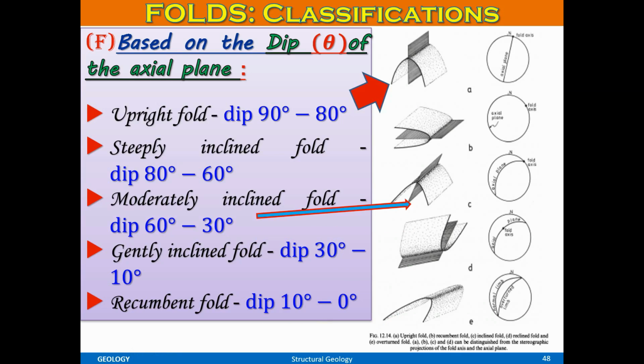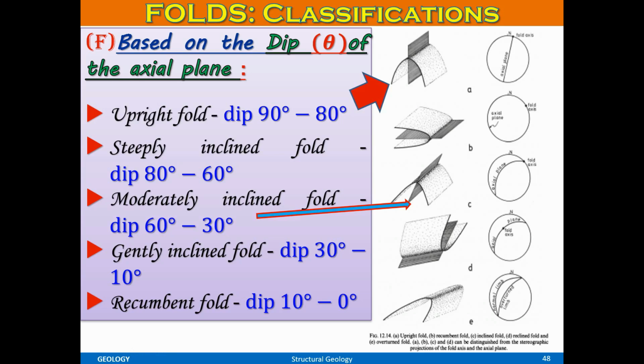Then I can classify another type, the moderately inclined fold, where the dip is 30 to 60 degrees. And there is another fold called the gently inclined fold. By seeing this photograph, I think you got the idea. Now if you incline the axial plane to 10 degrees, then you will get the gently inclined fold. The fifth one is the recumbent fold. When the dip is from a negligible amount to 10 degrees, then you will have the recumbent fold.